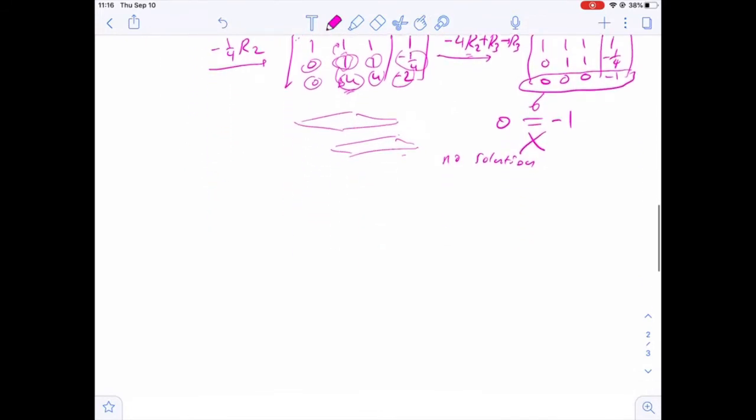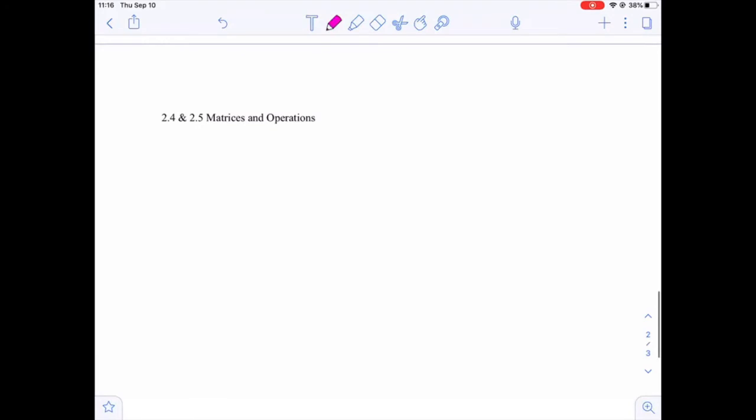Now let's talk about matrices and operations in general. So what do we mean by a matrix? By a matrix we mean any rectangular array of numbers. So a matrix is a rectangular array of numbers. For example, this is a matrix.